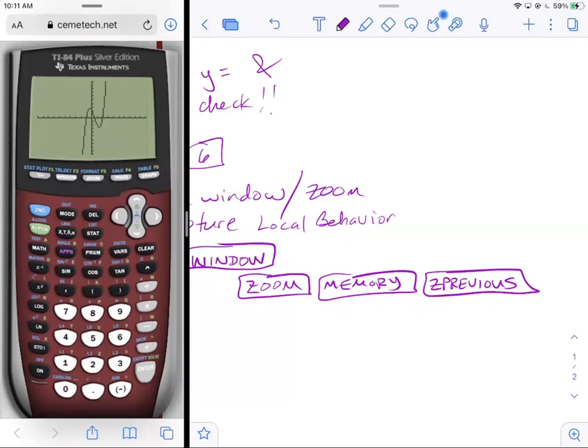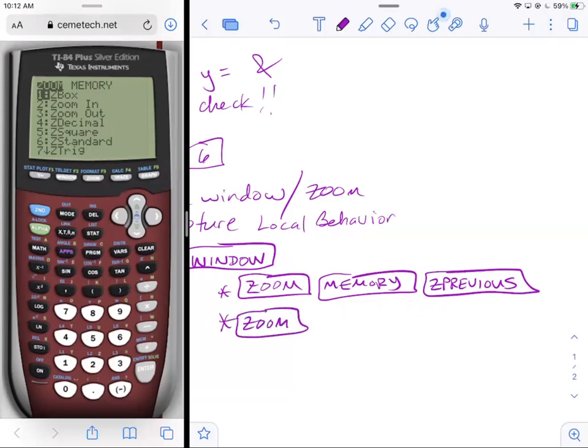Now, here's another thing you could do. If you want to capture the local behavior and you don't want to manually type it in, hit zoom, right? You can hit zoom, and I like number 1, Zoom Box.